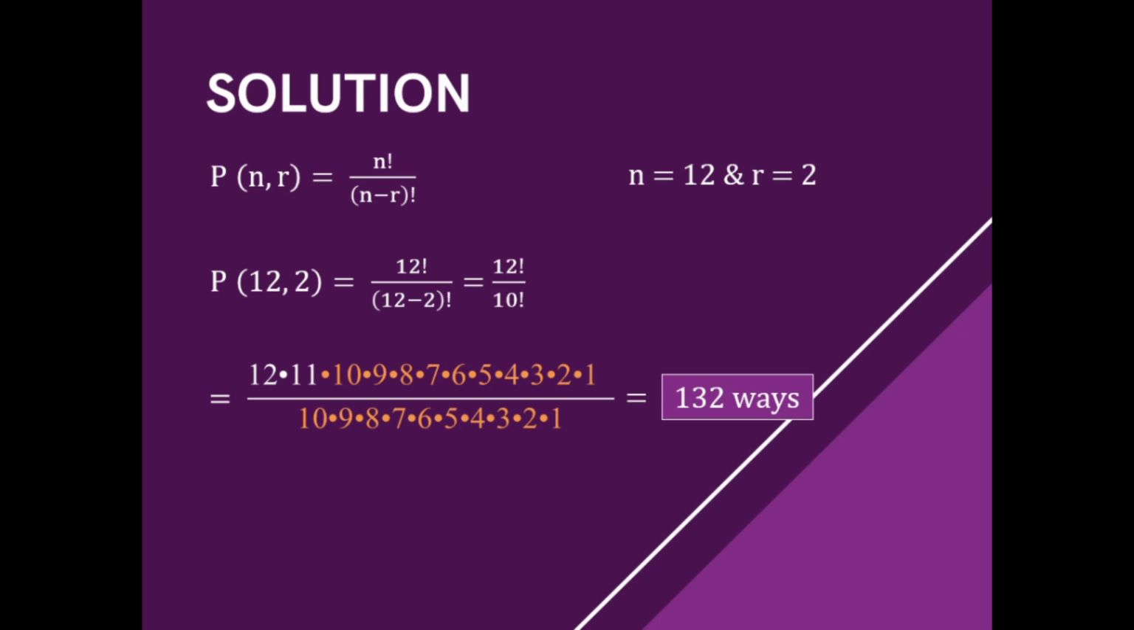By substitution, we have permutation of 12, 2 is equal to 12 factorial over quantity 12 minus 2 quantity factorial. Simplify it. We have 12 factorial over 10 factorial. Expand both numerator and denominator and cancel 10 factorial both on the numerator and denominator. So for the final answer, we have 12 times 11 is equal to 132. Hence, we have 132 ways to choose 2 co-captains if there are 12 players.